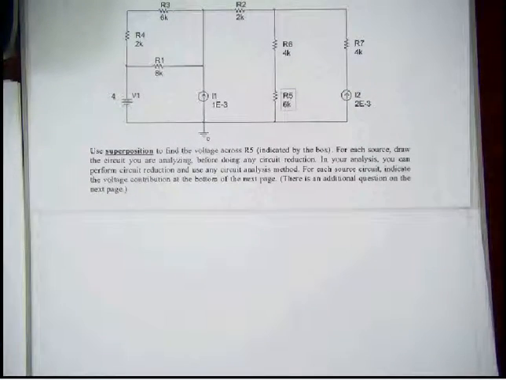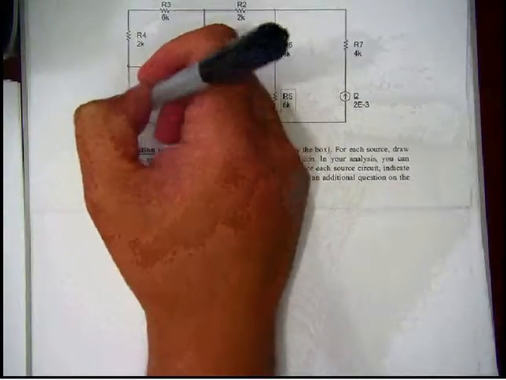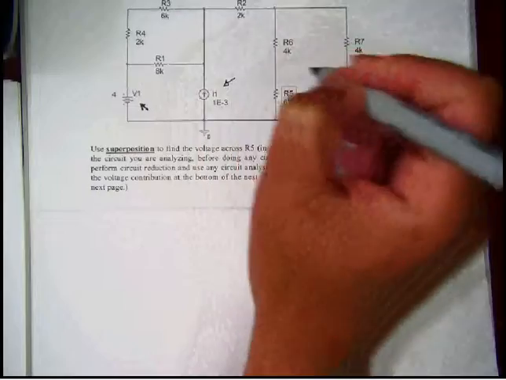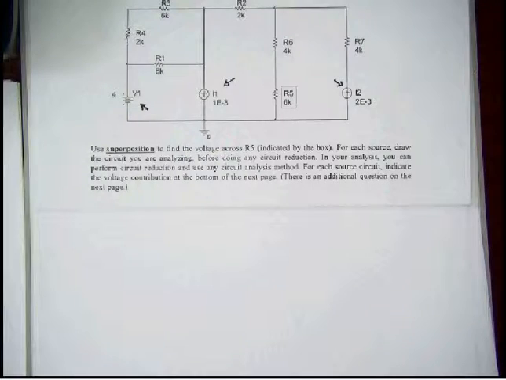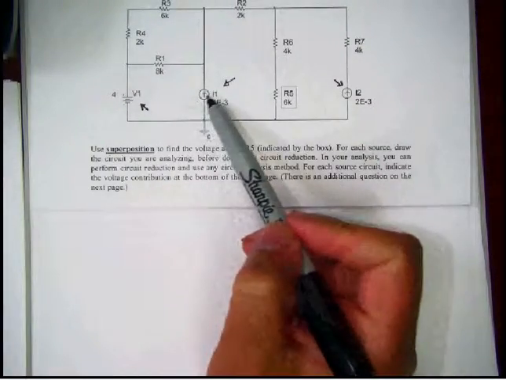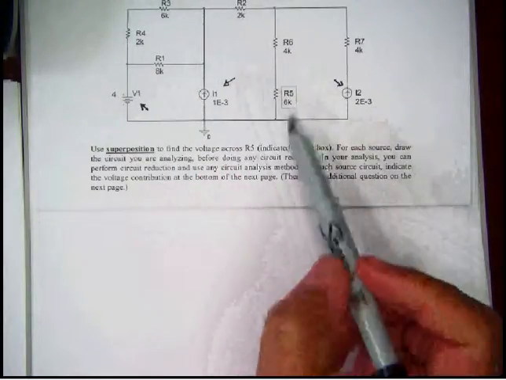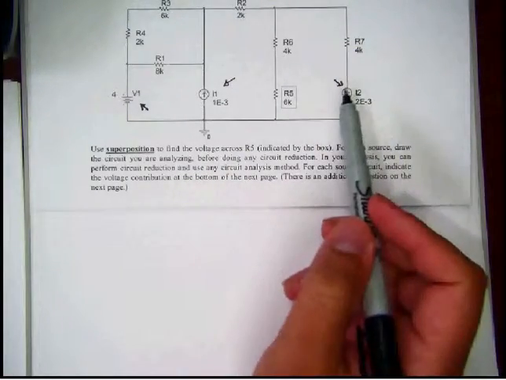Okay, so let's do the first thing. Superposition means we've got to identify the active sources, which in this circuit would be this voltage source, this current source, and this current source. Everything else is a passive component. What we're going to do is turn off two of the sources and just keep one source in. Redraw the circuit. That's what they mean by for each source, draw the circuit you're analyzing. We'll analyze it and then move on from there.